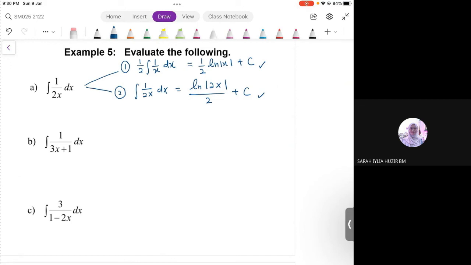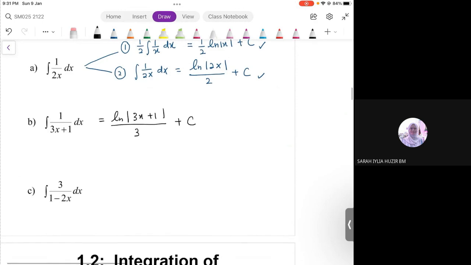Second one, we have integral of 1 over 3x plus 1 dx. So, if we follow the same rule, now we will get ln of, ingat mesti letak modulus, 3x plus 1. And then don't forget to differentiate what's inside the modulus. So, 3x plus 1, if we differentiate, we get 3 plus c. Siap lah, senang sangat kan?